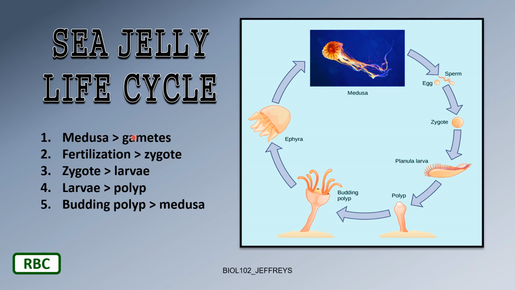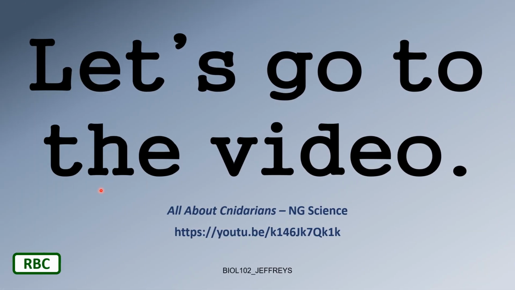So the medusa makes the gametes, fertilization occurs to make the zygote. The zygote hatches, if you will, into the larva. The larva grows into the polyp, which is fixed. The budding polyp releases new medusa, and now you have new baby jellyfish. All right, next video all about Cnidarians, again from NG Science. See you on the other side.